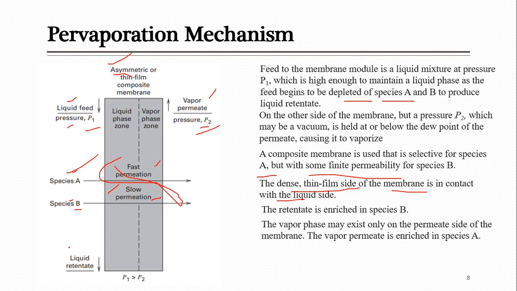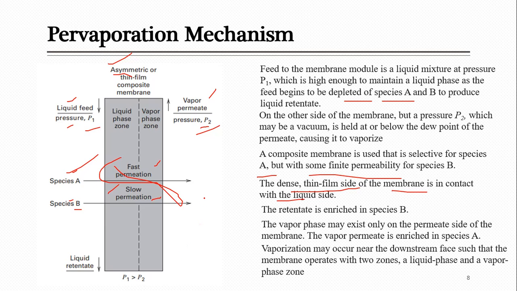The vapor phase may exist here on the permeate side, and that is usually enriched in A. This vaporization may occur even during the passage through the membrane. There is the downstream phase; this is upstream, from where the diffusion is starting. On the other side, this is the downstream side, from where these species A molecules will be leaving the membrane. This is downstream, and the other is upstream, from where it is entering.